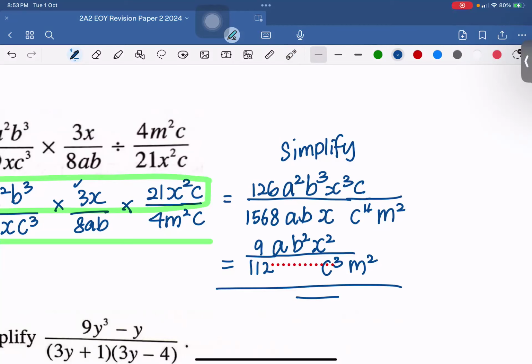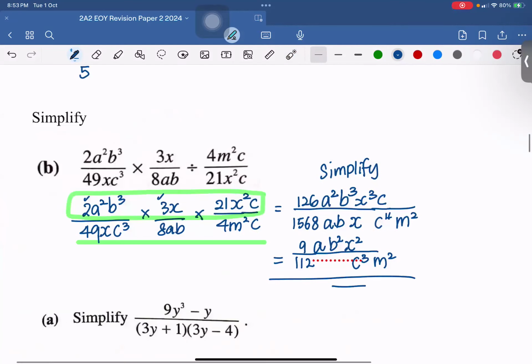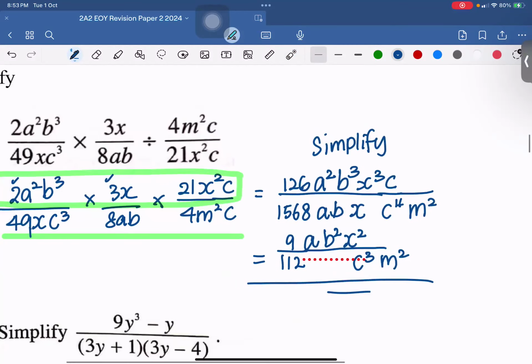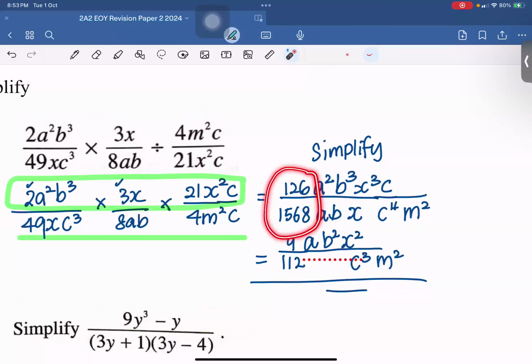Wait, how did you get the answer? Just now my grandfather called me. How did you get 9? You press the calculator, 126 over 1568. Then the calculator gives you this number that I copied. Oh, okay.